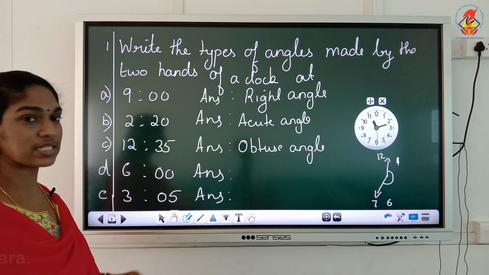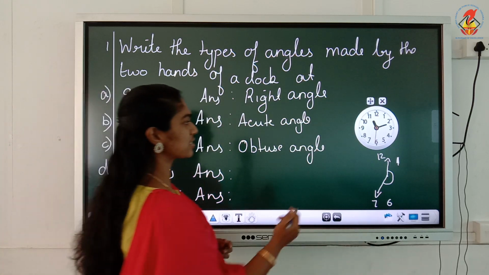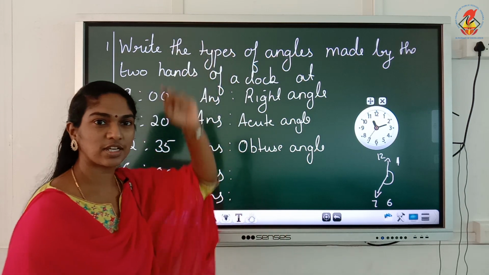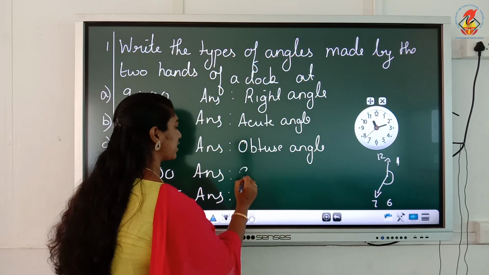Okay, next one, 6 o'clock. Very easy. 6 o'clock means hour hand is at 6, minute hand is at 12. Straight. What angle? Yes, straight angle.